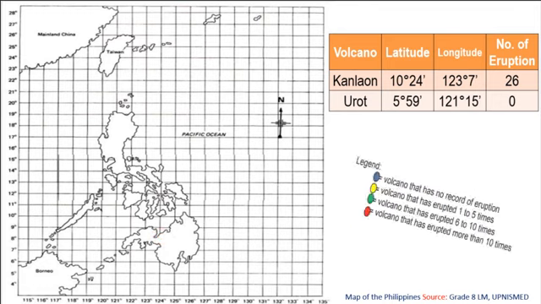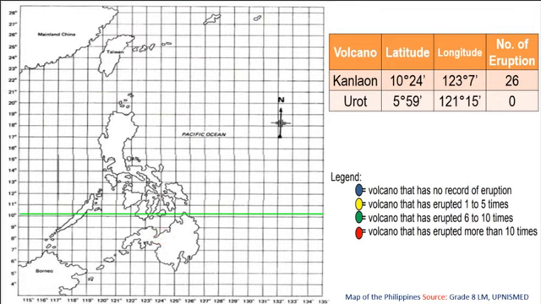Okay, so let us draw a line. So the green line here represents the latitude of Canlaon, while the yellow line going up is the longitude. The point of intersection of the green and yellow line is the location of Canlaon. Canlaon is somewhere here in Visayas. So as you can see, I color it red because Canlaon erupted more than 10 times. 26 eruption to be exact.